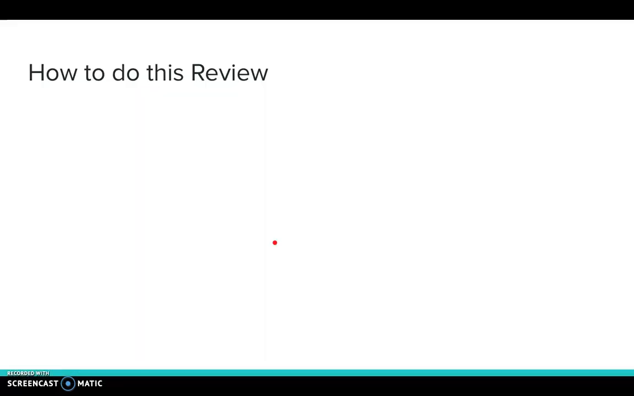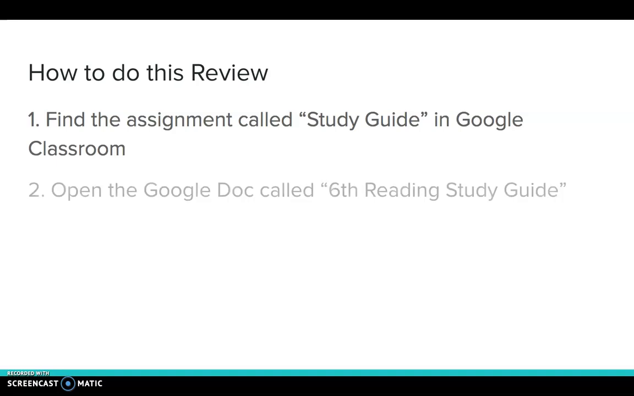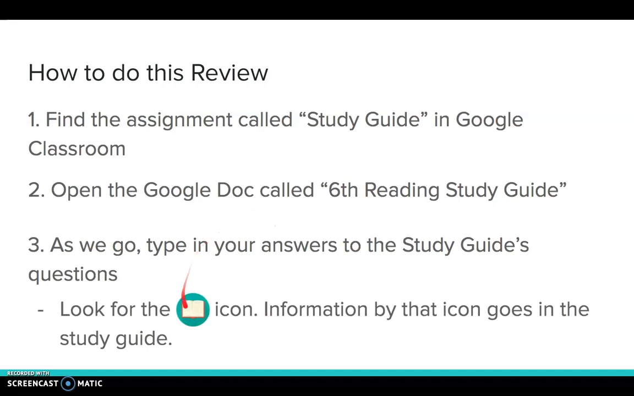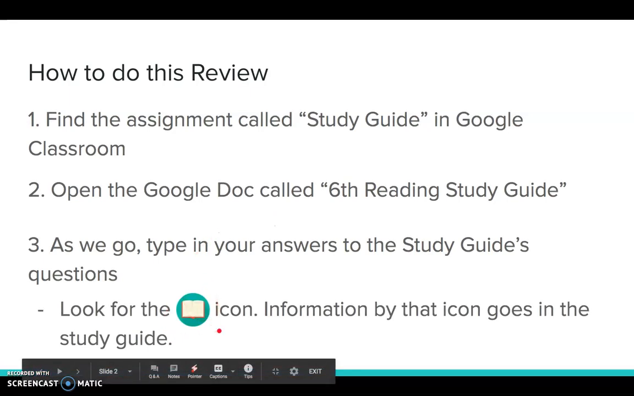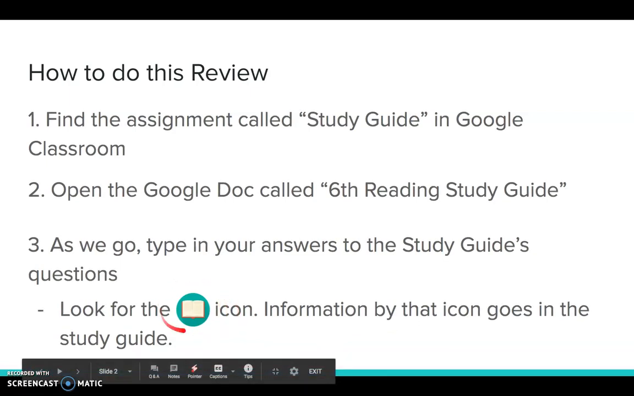So remember, in order to do this review, I would recommend that you find the assignment called Study Guide in Google Classroom, open up the Google Doc attached to it called 6th Grade Reading Study Guide, and then as we go, type in your answers to the study guide's questions. Make sure you're looking for this book icon in the PowerPoint, because information by that icon is what goes into your study guide. And I'll make sure to remind you guys as we go through, but sometimes I have to admit I forget, so keep your eyes peeled for this, all right?